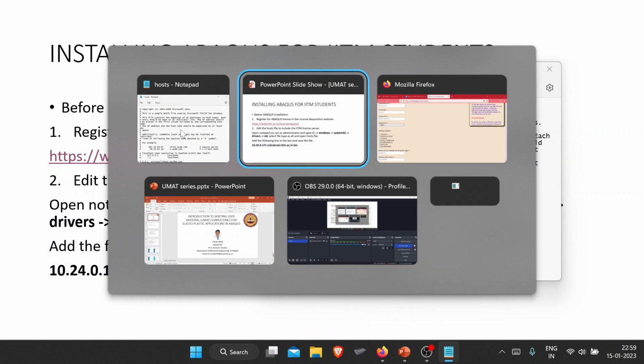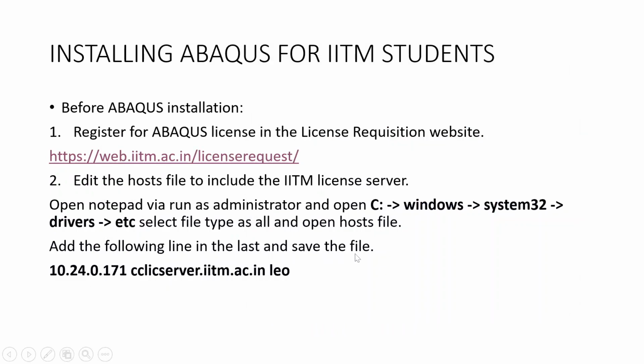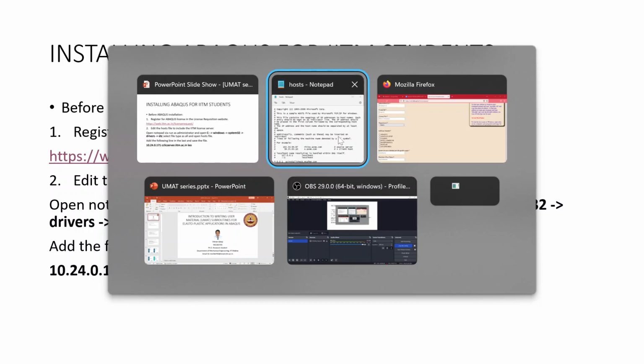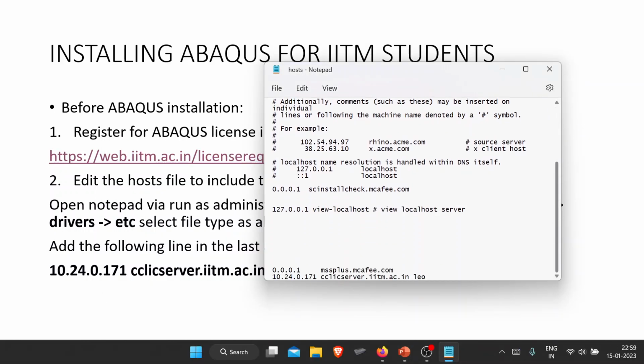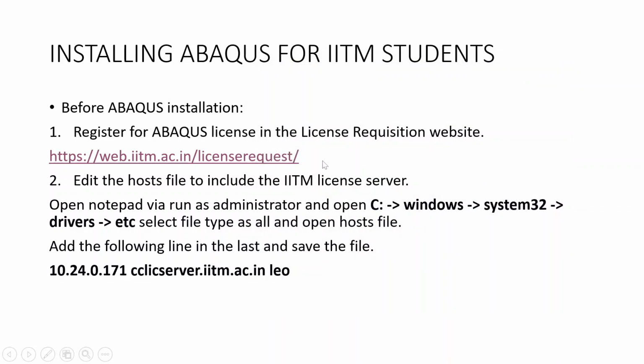What you need to do is add the following line at the end and save the file. This is the server number which is given, 10.24.0.171. Then leave a space and type cclicserver.iitm.ac.in, then again a space and type Leo. You have to copy this and paste it in the last line of your hosts file. I've already done this here. I've entered this server number, left a space, then this address, then a space, and then Leo. You have to save this file and then close it. So I'll just close it now. This is the first thing you need to do even before starting to install.